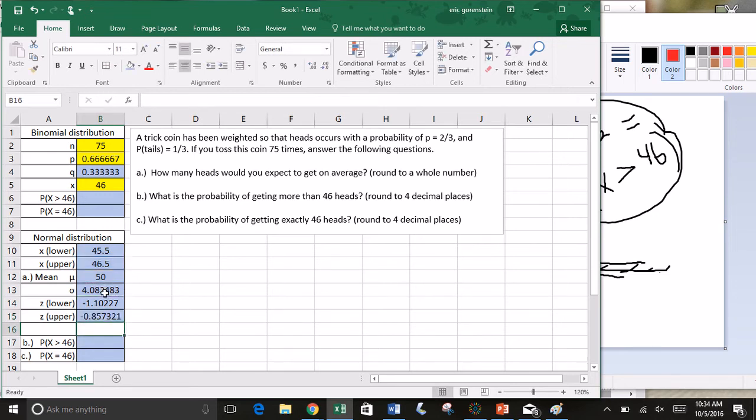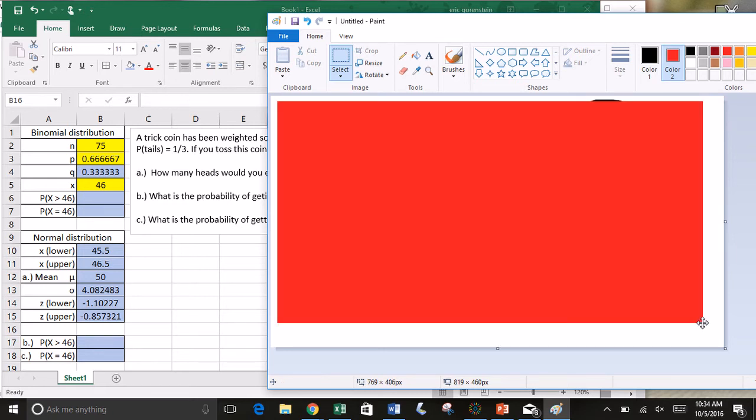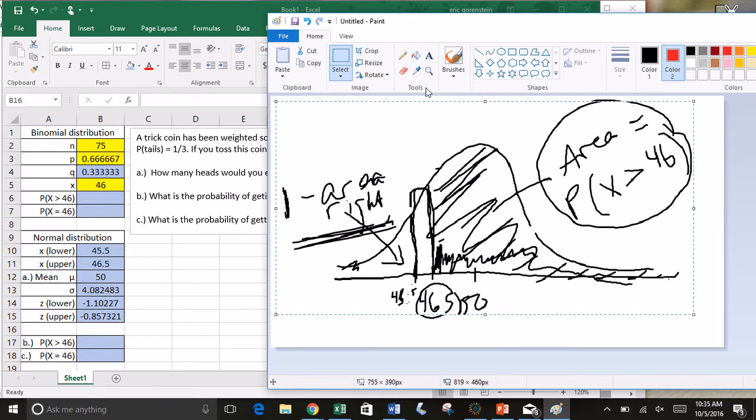Okay, so now we have our z-scores corresponding to the upper and lower limits. Let's see if I can delete this. Oop, I don't want to do that. Well, I'll come back to Excel.